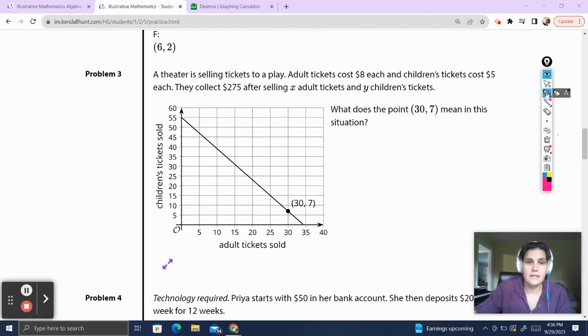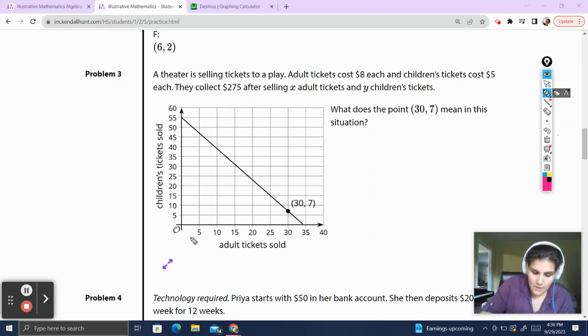A theater is selling tickets to a play. Adult tickets cost $8 each, and children's tickets cost $5 each. They collect $275 after selling 8x adult tickets and y children's tickets. What does the point (30, 7) mean in this situation?